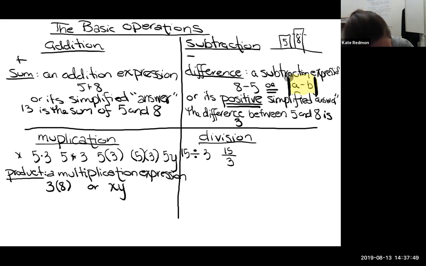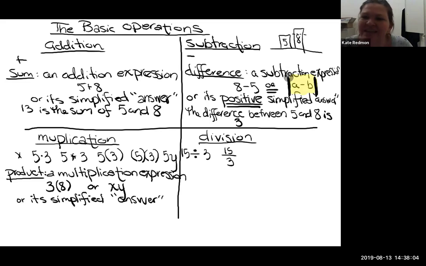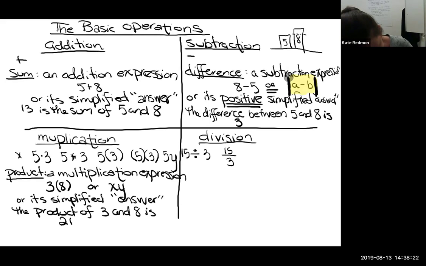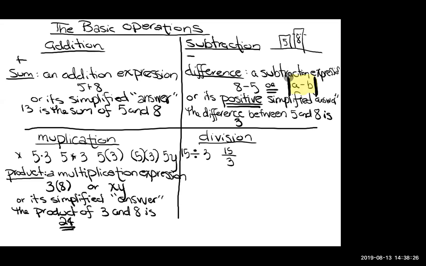Or it could be the simplified expression, what you guys think of as the answer. Again, I can't stress enough that to a mathematician, that's not the answer. That's just the simplified expression. We just made the same exact expression a little simpler. But for example, the product of 3 and 8 is 24. So I could refer to 24 as the product as well.